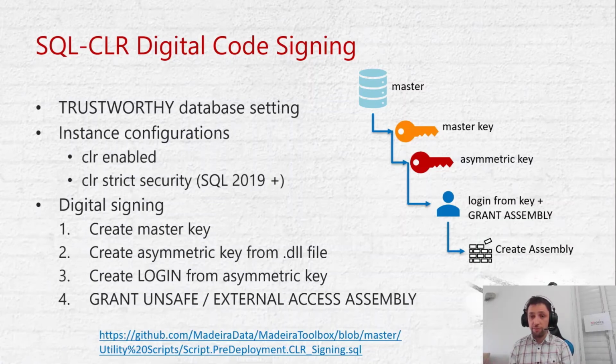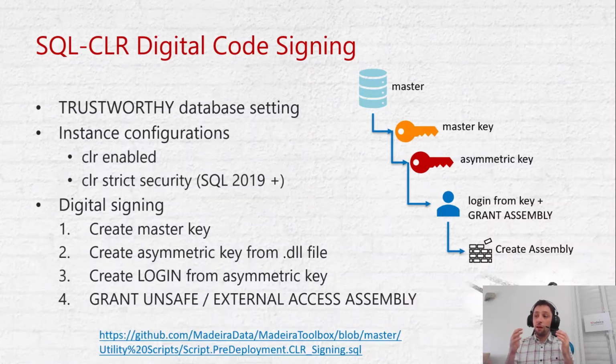So how you would do it, you create a master key in your master database. You create an asymmetric key whose source is the already compiled DLL file of your assembly, basically the DACPack project, the SSDT project, and then you create a login from this asymmetric key, and then you grant the required permissions to this login. And then what happens is when during deployment of the DACPack, SQL Server checks the thumbprint of the assembly. It checks for an existing key and a login that maps to this thumbprint, and it checks whether it has the proper permissions.